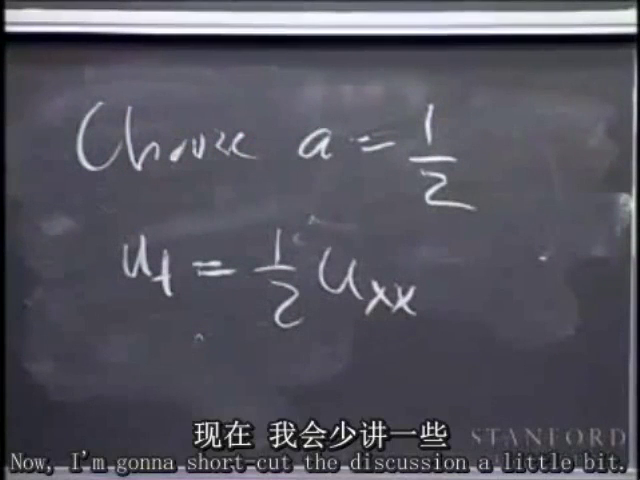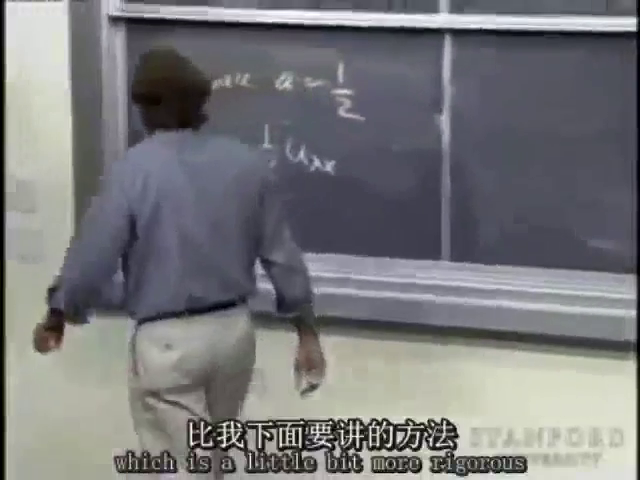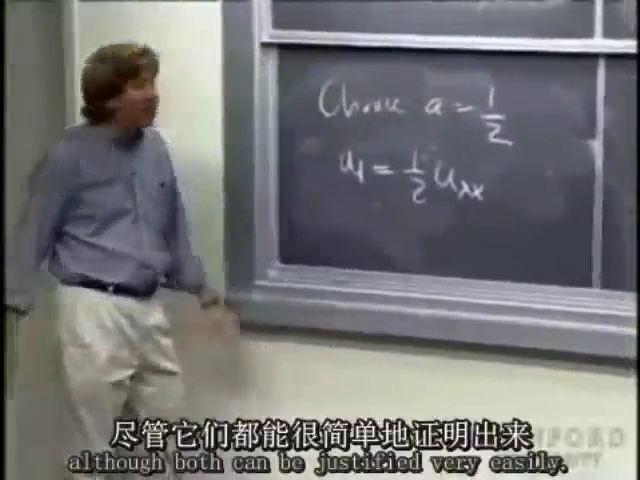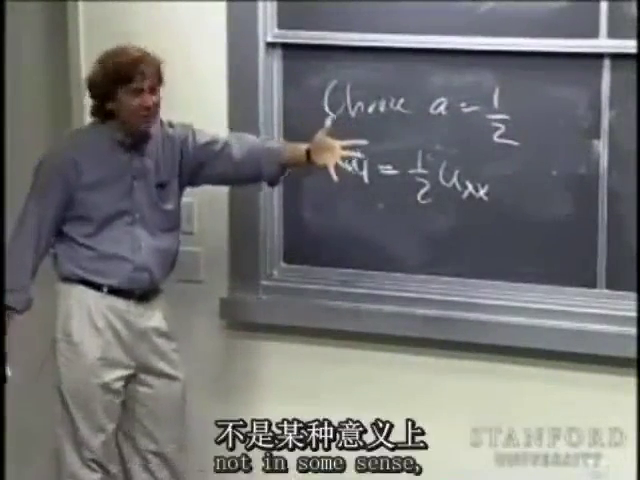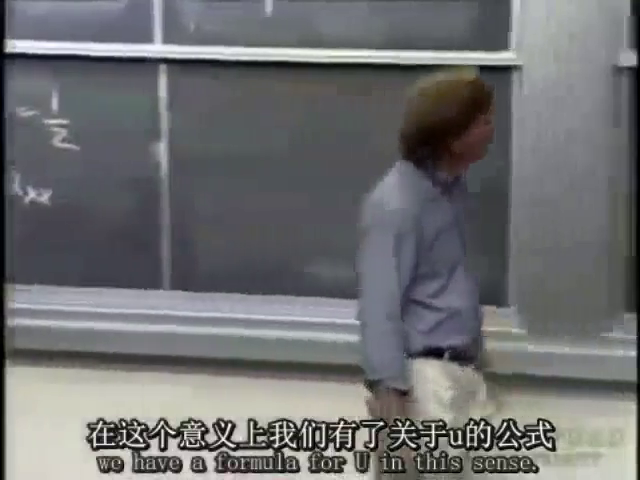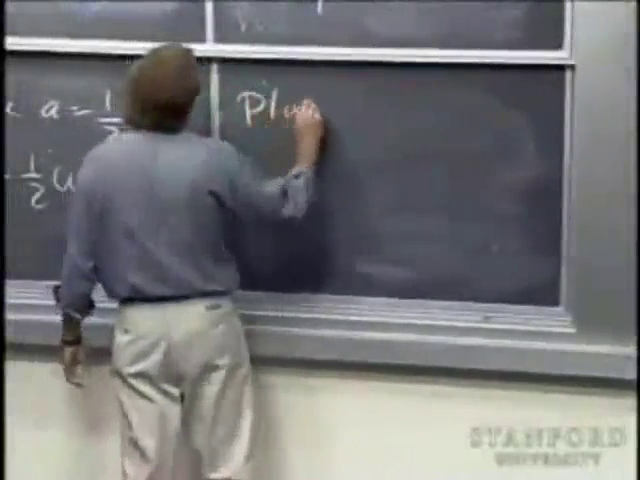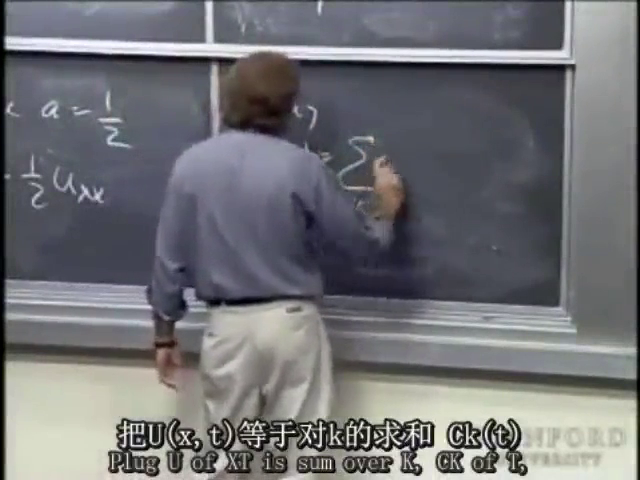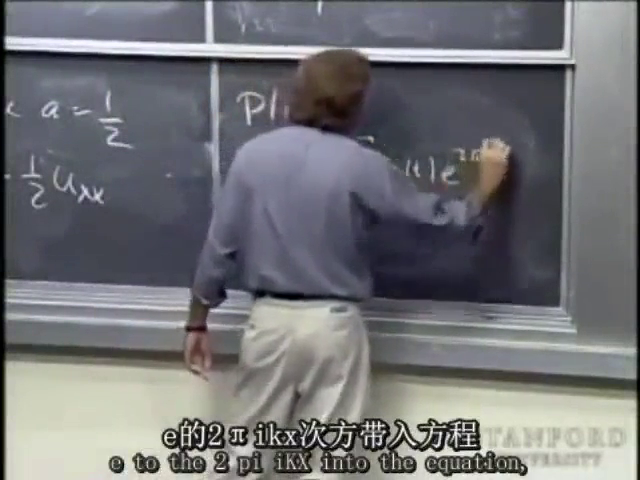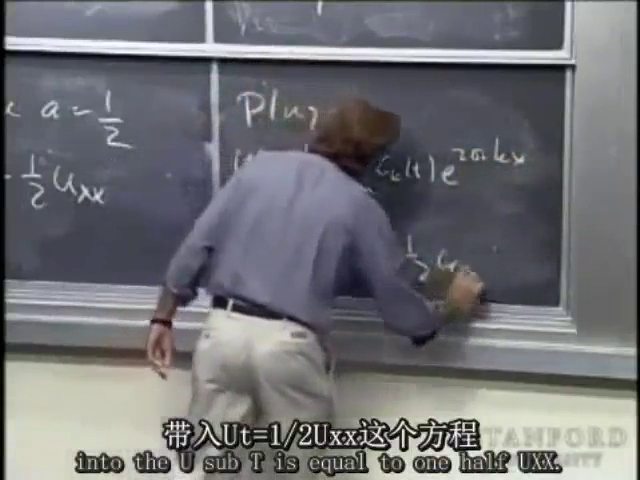Now, I'm going to shortcut the discussion a little bit. There's one way of doing it in the book, in the notes, which is a little bit more rigorous than what I'm going to do, although both can be justified very easily. We have a formula for you, in this sense. And I'm going to plug this into the equation. Plug U of x,t equals the sum over k of c_k of t, e to the 2 pi i kx into the equation, U sub t is equal to 1/2 U xx.